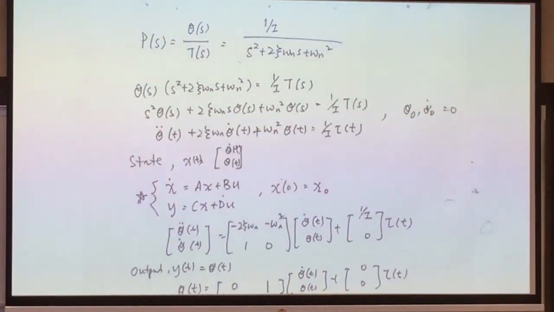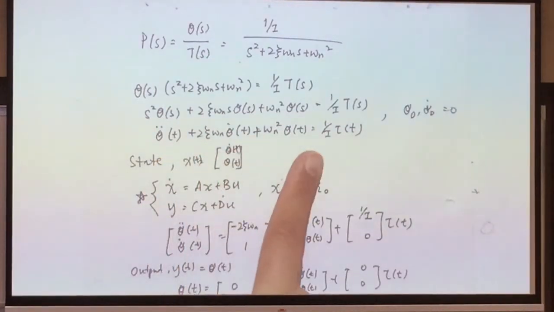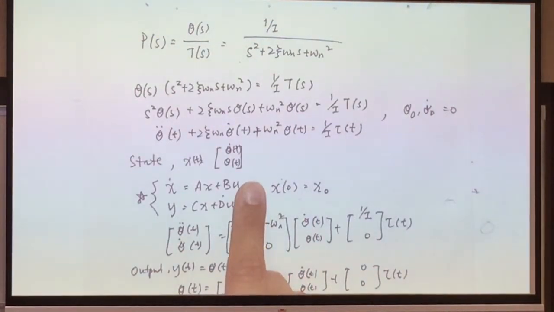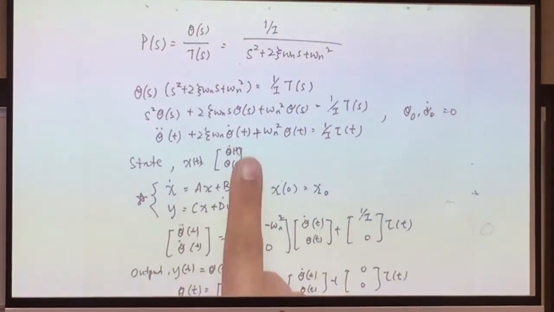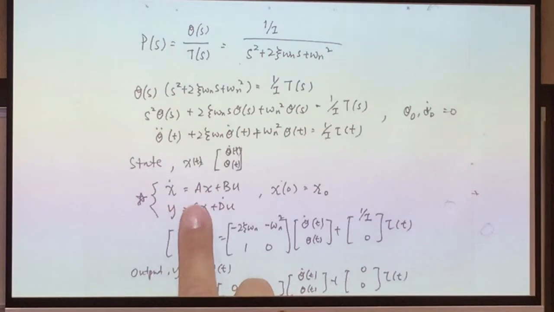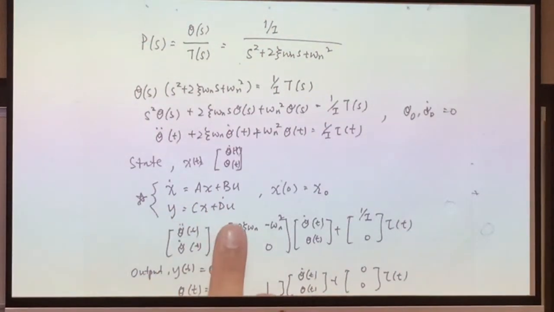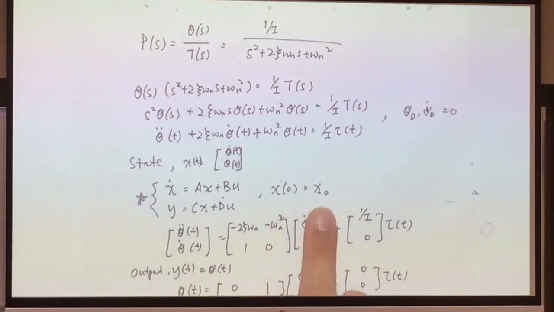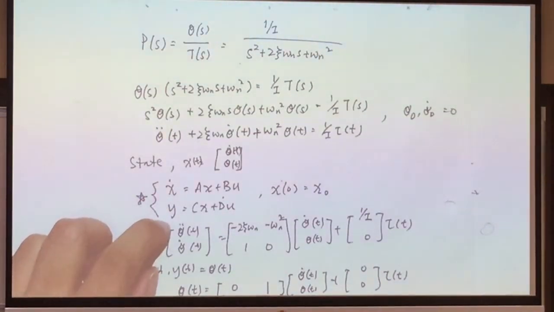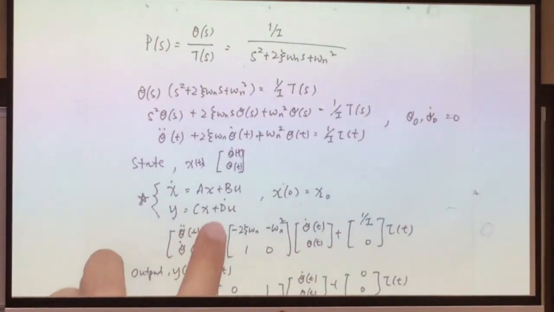Before you can write a state space model, you only need one thing: your differential equation. So you must get your differential equation like this. After you get your differential equation, you define your states. You can define x(t), which is a state, as [theta dot, theta]. Next, you know that the state space model is x dot equals A x plus B u, and y equals C x plus D u, where the initial condition is just x naught. Once you get this, you need to write down what x dot equals A x plus B u is and what y equals C x plus D u is. Basically, you can identify A, B, C, and D.